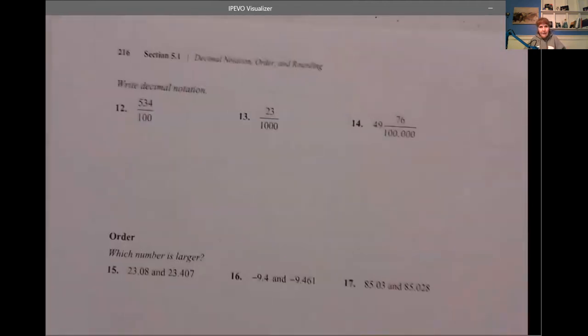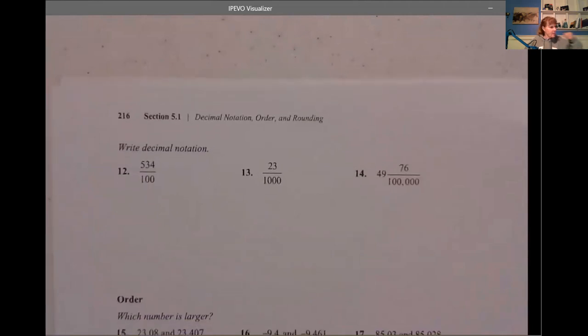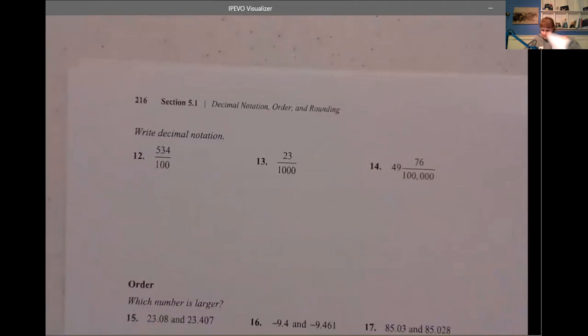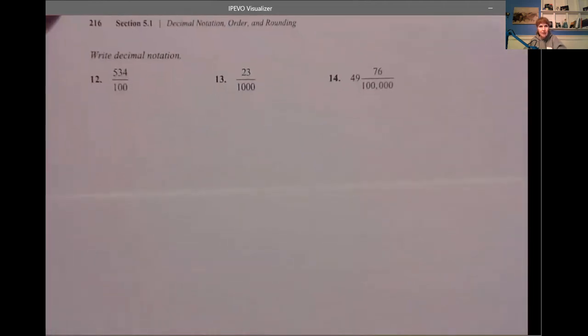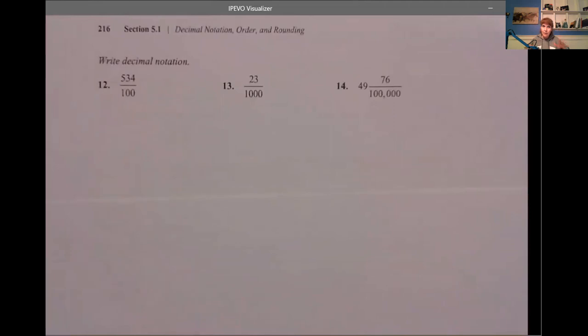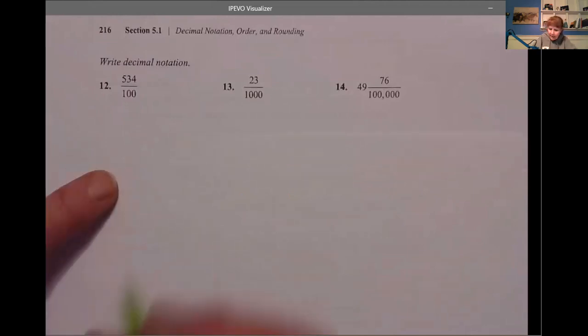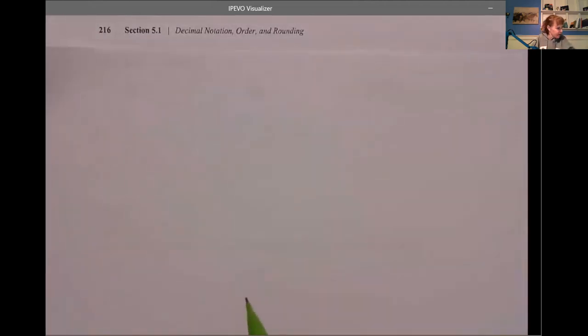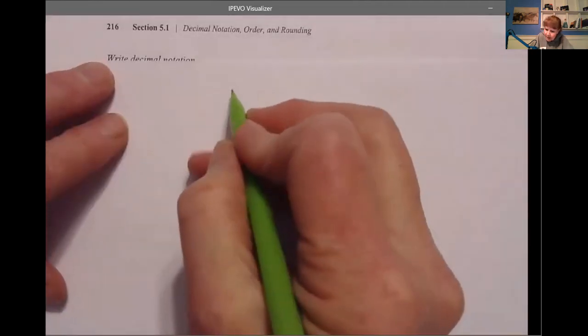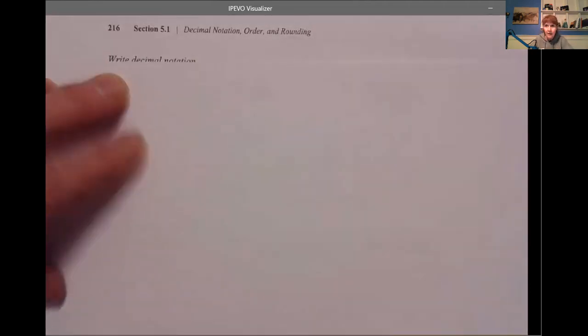Now, given a decimal, or excuse me, given a fraction, they want you to write it in decimal notation. Well, this is actually pretty simple. I want to show you an example here. I don't think I had it written out. I may have. Nope. So I will write it out now. See if you can see a pattern. Mathematics is the study of patterns, and this might help you to remember.